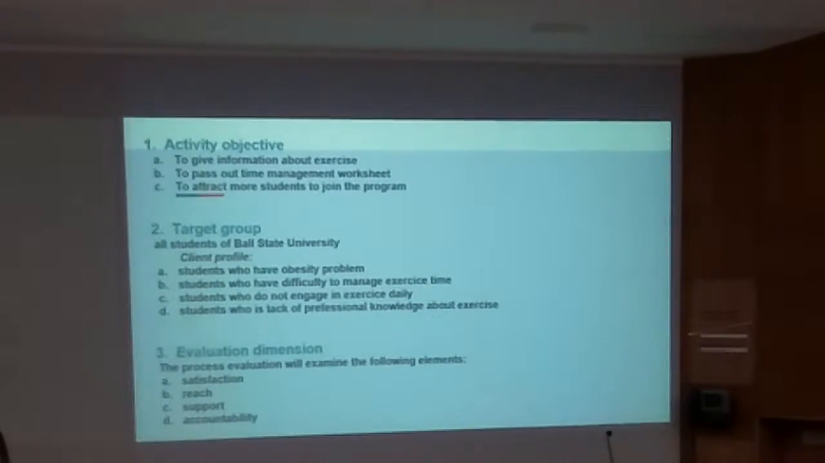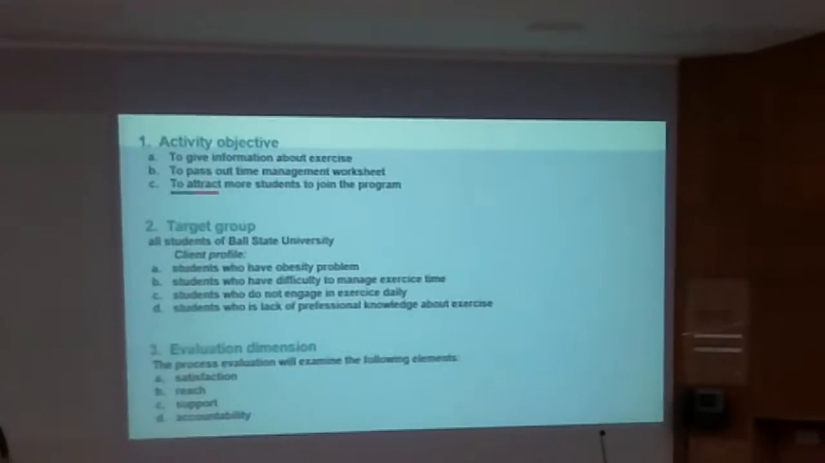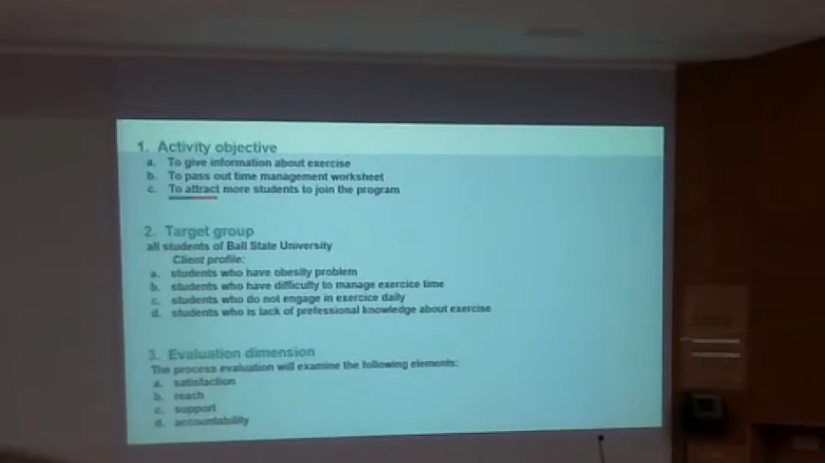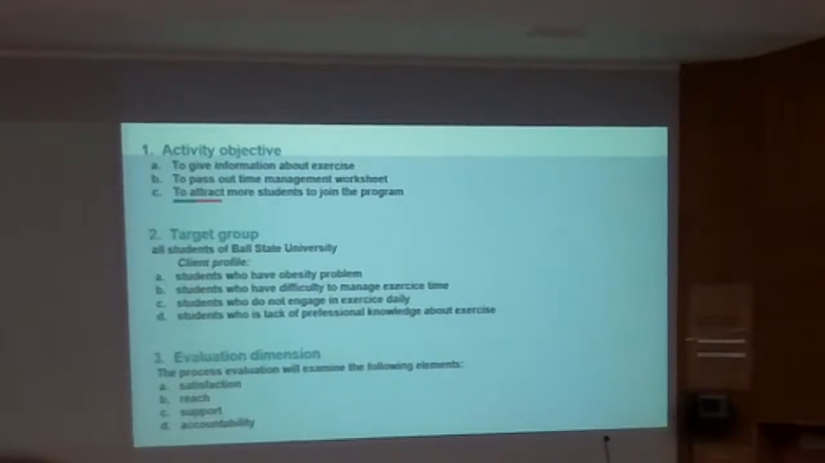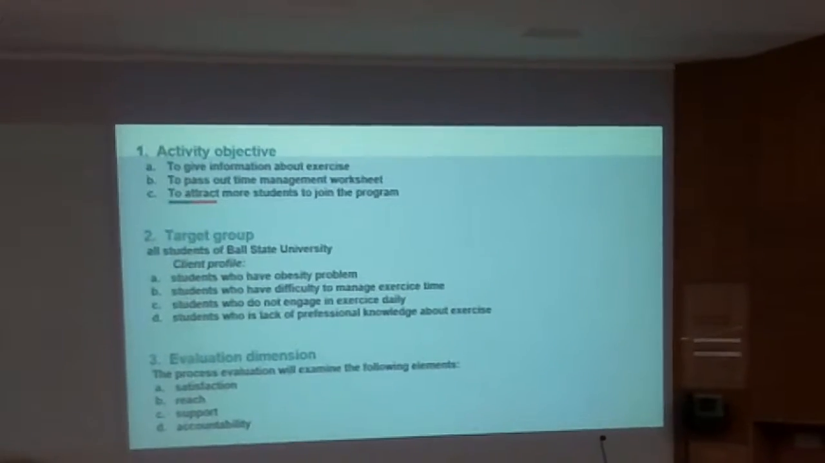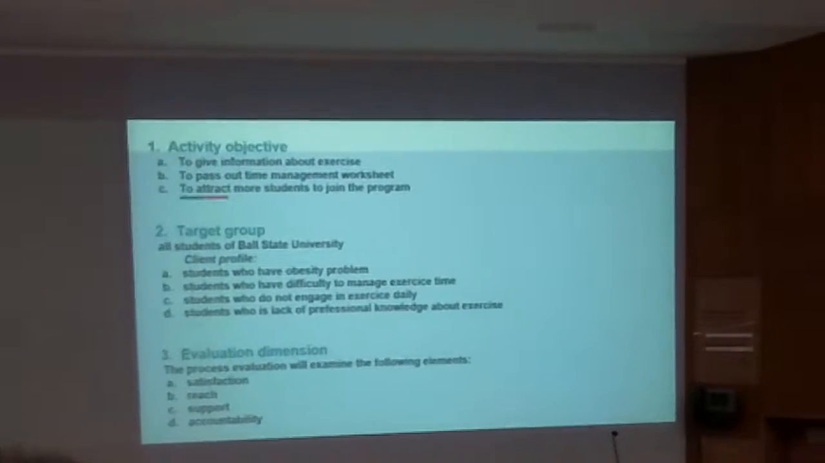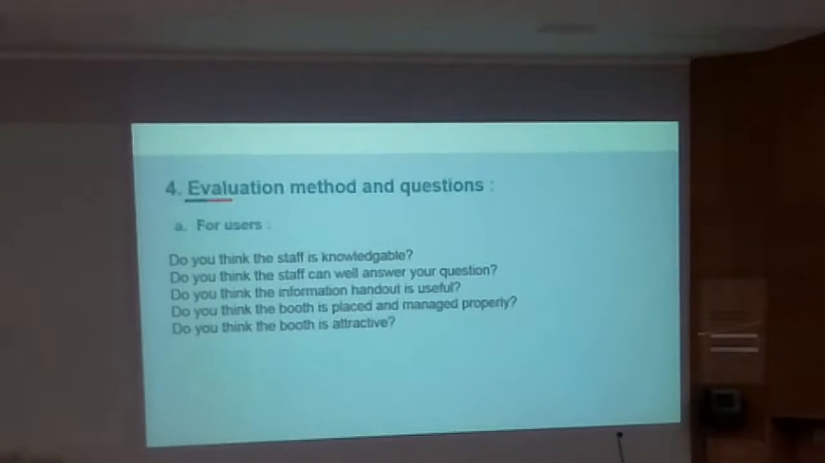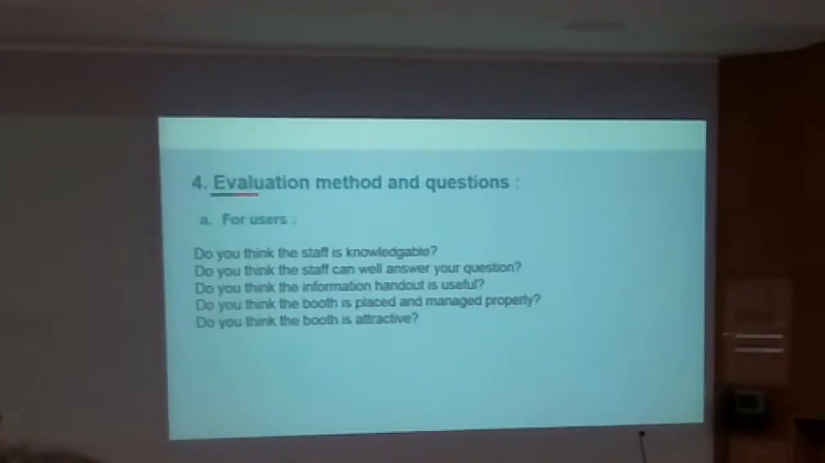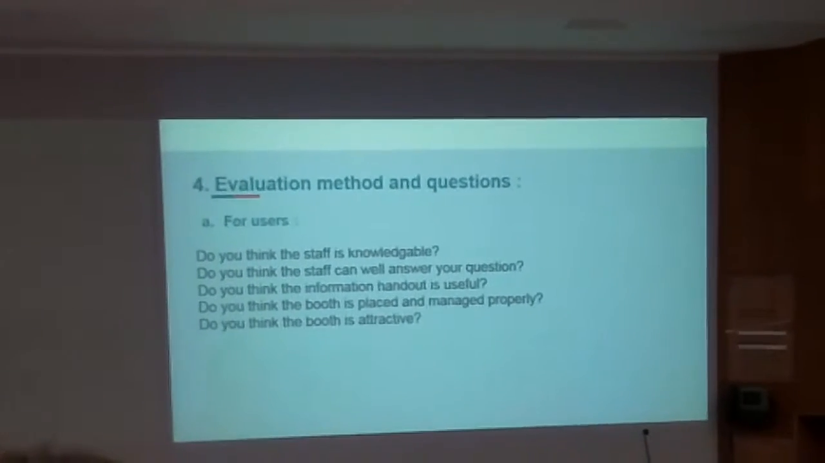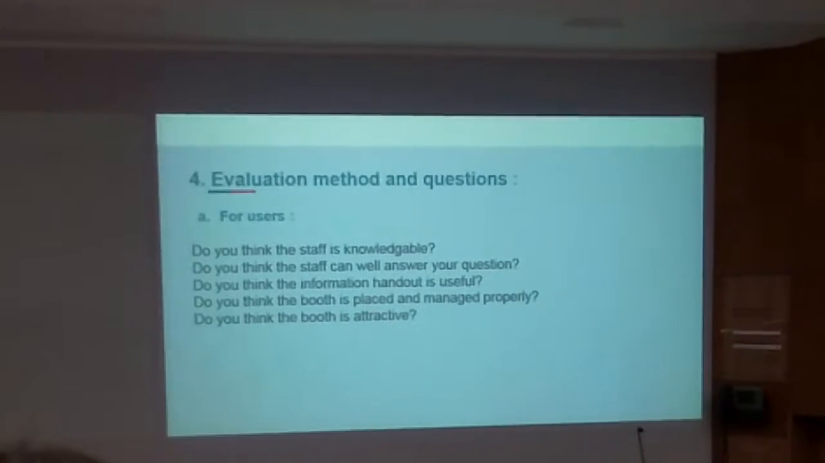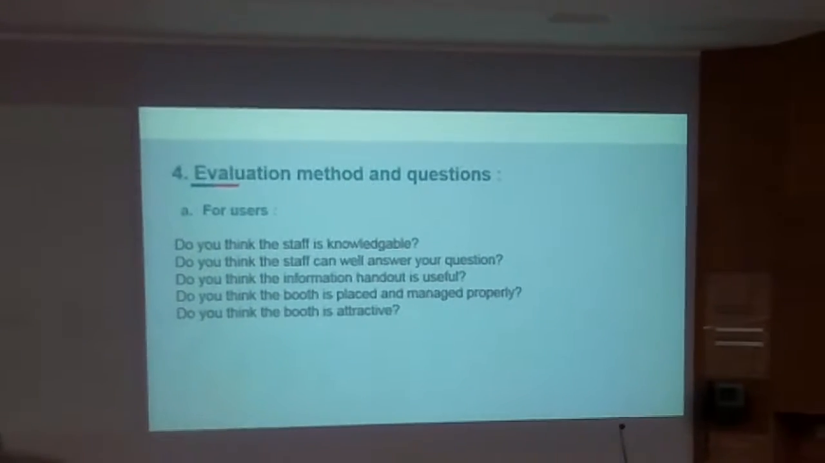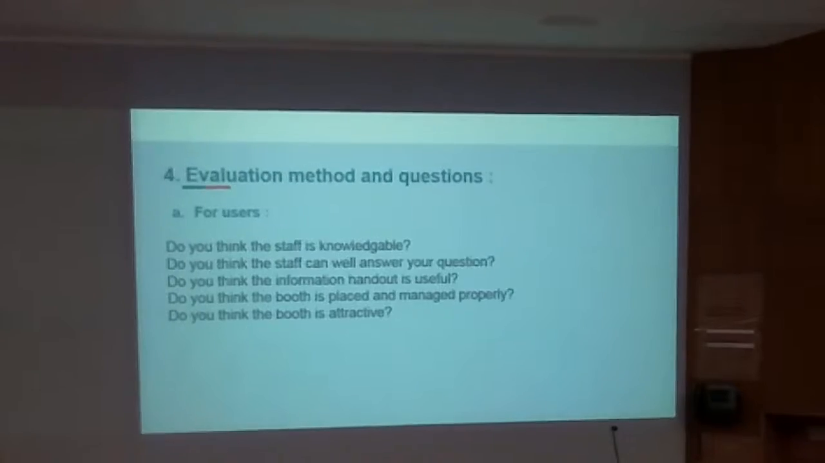Well, and the third part is evaluation dimension. We have 4 dimensions, which are satisfaction, range, support, and accountability. And we would use these 4 dimensions to design our evaluation. And here is our evaluation method and questions. Actually, we have 2 kinds of questions, and we ask them of 2 kinds of stakeholders.